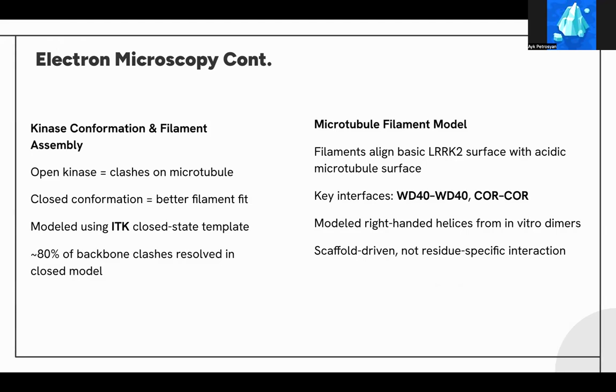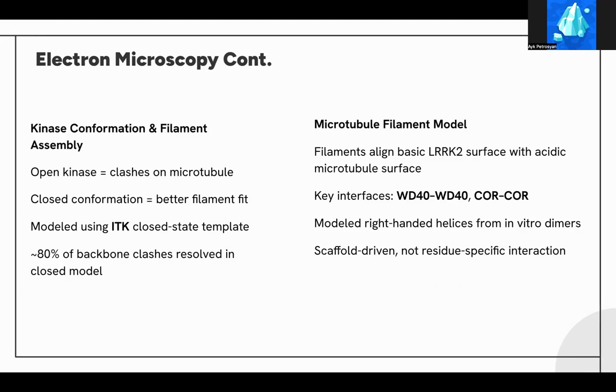Kinesin run lengths dropped while velocity remained unchanged, indicating steric hindrance rather than motor malfunction. Dynein was also blocked, a rare feature for microtubule-associated proteins. And interestingly, the Parkinson's-linked I2020T mutant of LRRK2 RCKW blocked motors just as effectively, even though it forms longer range filaments.